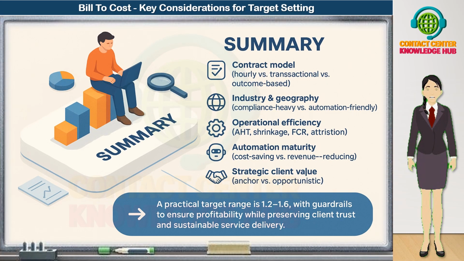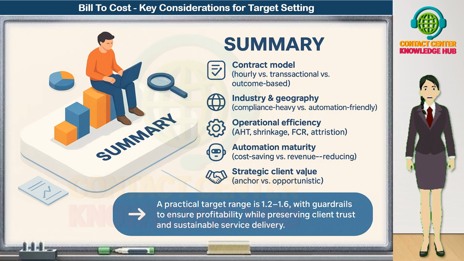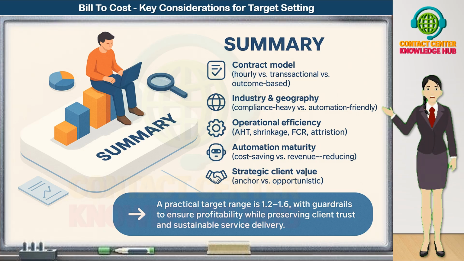Let's wrap up with a clear and practical summary for setting bill-to-cost targets. When determining the right margin range, leaders must carefully balance several key considerations. Contract model, whether the pricing is hourly, transactional, or outcome-based. Industry and geography, recognizing that compliance-heavy sectors and high-wage regions have different cost baselines than automation-friendly or offshore environments. Operational efficiency metrics, such as AHT, shrinkage, FCR, and attrition, which directly influence cost per productive hour.